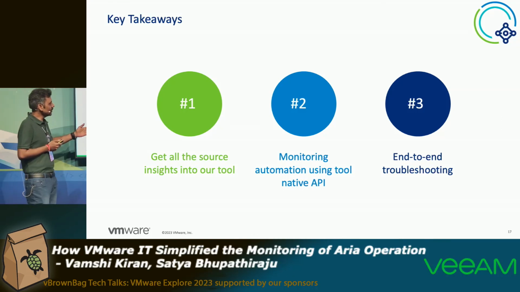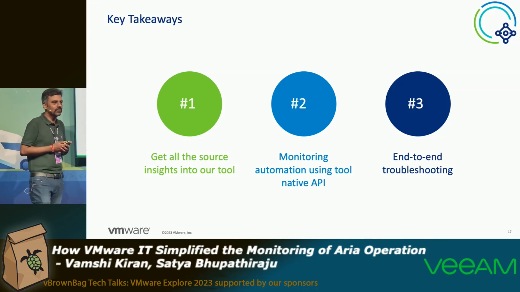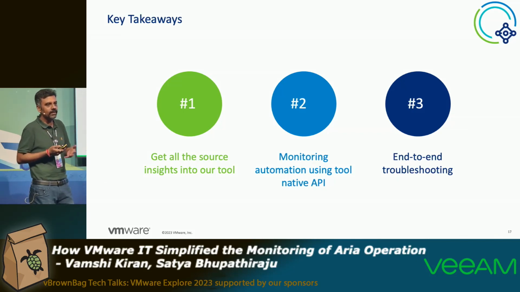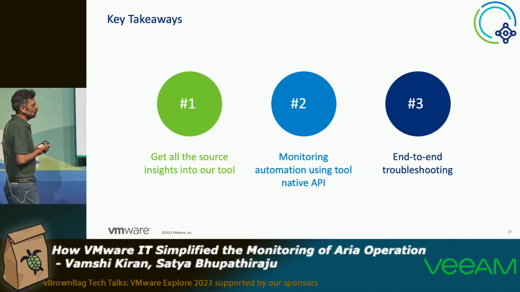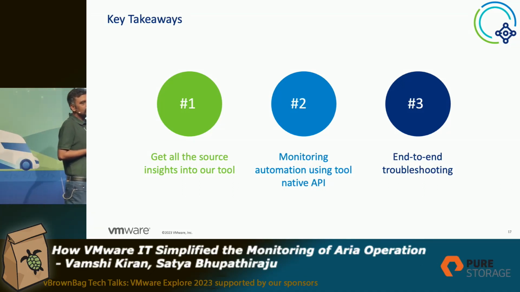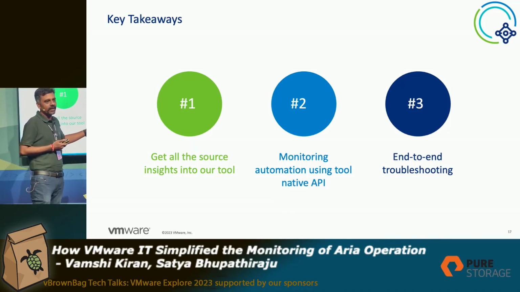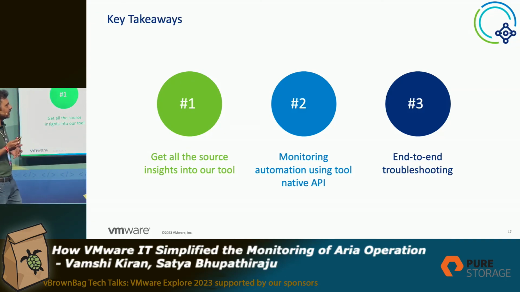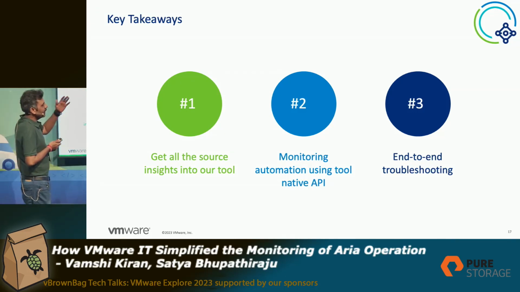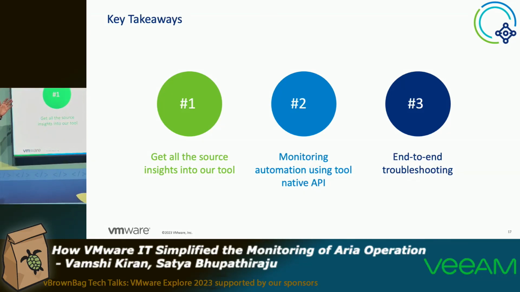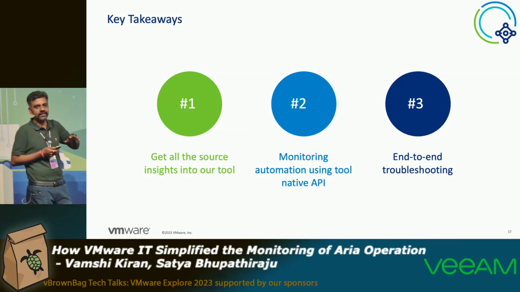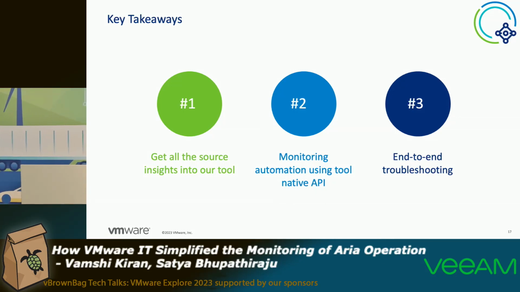Get all the source insight into the tool that helps, like for example, RA operations for logs, if you are using it, or the networks and other tools. You make use of the robust APIs we have for RA operations. That really helps. And again, the end-to-end troubleshooting dashboard that we showcased, the troubleshooting workbench, really helps to address the incidents.